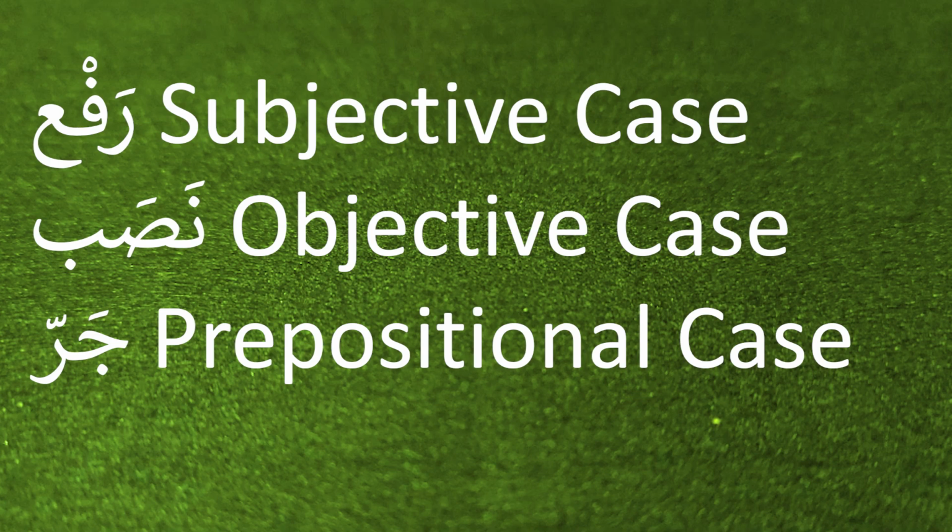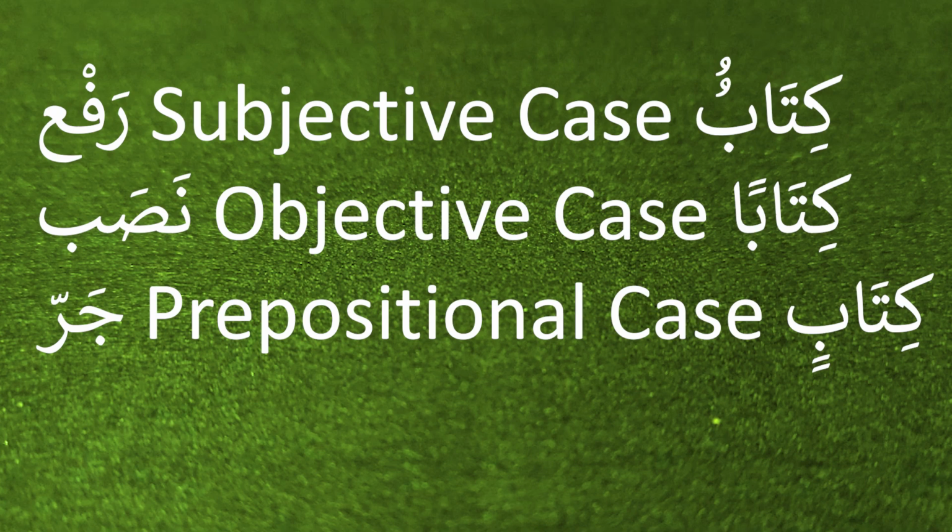For example, kitabun, it's in subjective case because it has two tanween of dhamma at the end. But if we convert it into an objective case, it will be kitaban because it has tanween of fatha at the end, on the last letter. And if there is kitabin, which has tanween of kasra at the end at the last letter ba, it is in prepositional case.